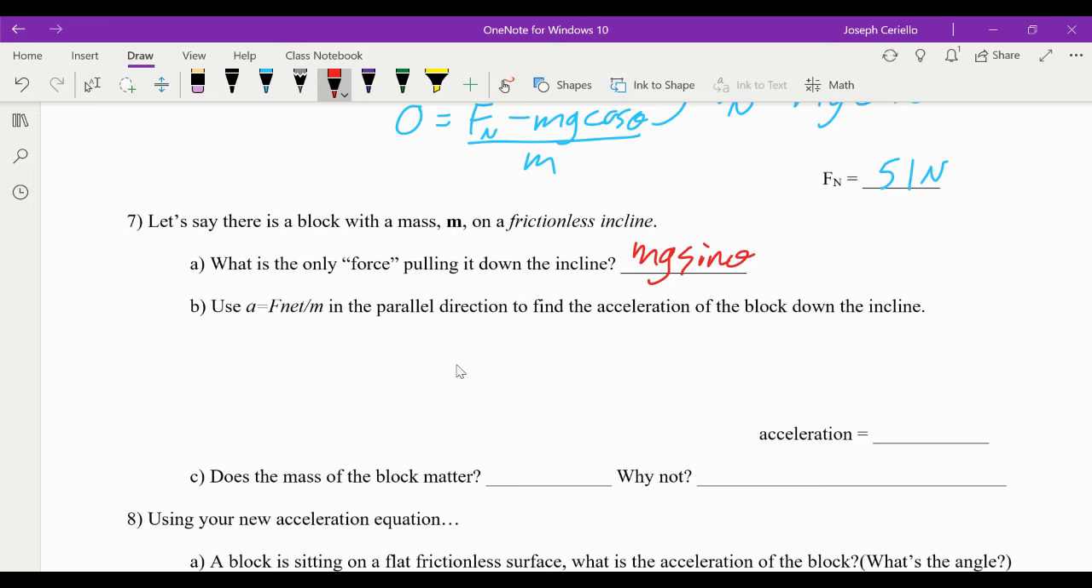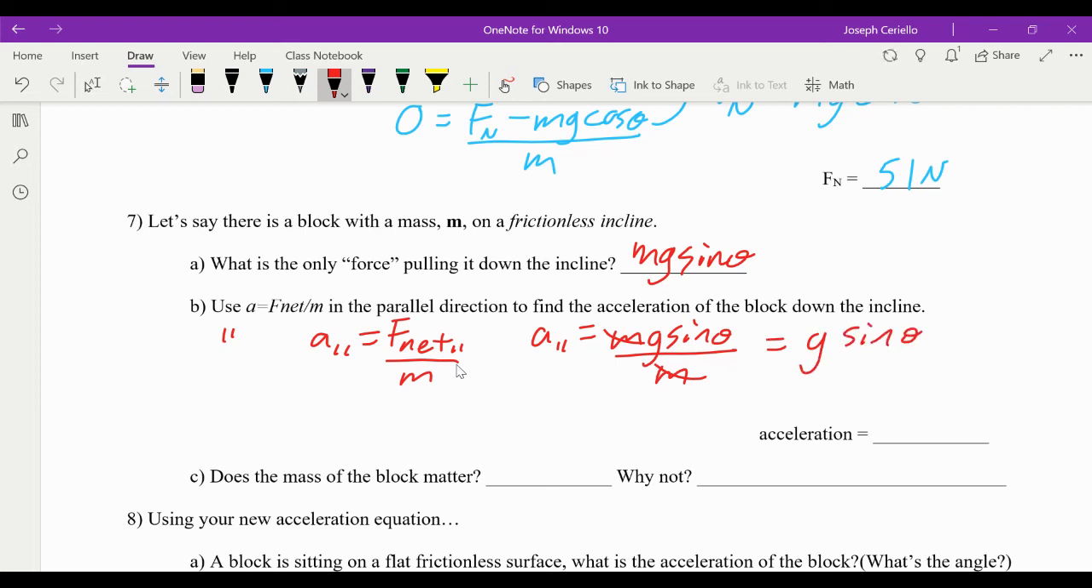All right, so if we do the parallel direction, we have a parallel equals F net parallel over mass. a parallel is what you're looking for. That's not 0 because it's definitely accelerating down the incline, or we can prove whether it is or isn't. The only force in the parallel direction is mg sine theta over m. Masses cancel, and I get g sine theta. So the acceleration down the incline is given by g sine theta. So does the mass of the block matter? No. Why not? It cancels out.